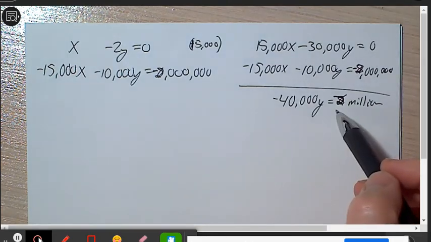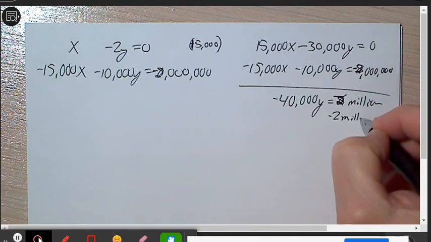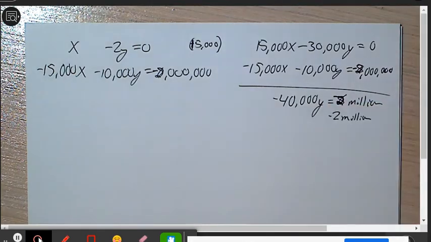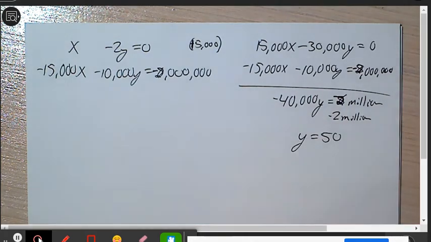Okay, so now we're going to take the negative 2 million that we have and divide it by the negative 40,000. Okay, so we've got 2 million, dividing that by 40,000. All right, divide those out, so that gets us y equal to 50.